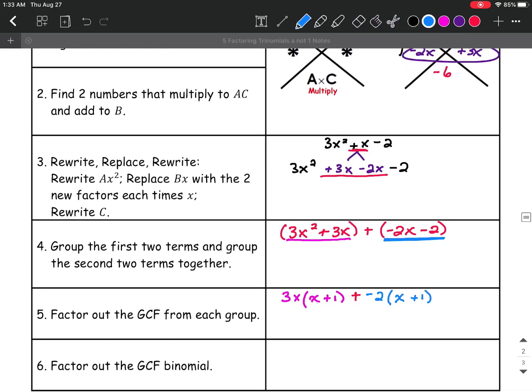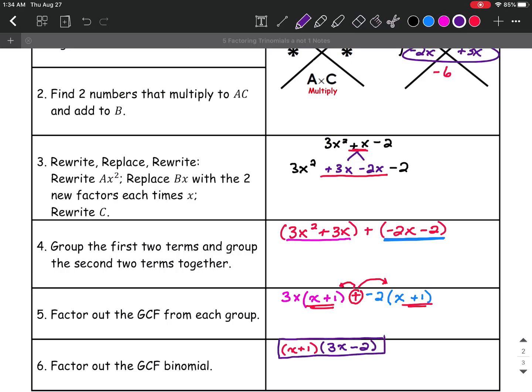Now the last step is to factor out the greatest common factor binomial. See this addition sign that's between them? Do you see something before the addition sign that's also after the addition sign? I do. I see x plus 1. And if I take out this x plus 1 from each term, what is left? That would leave me with a 3x in the first part, I've got my red plus sign, and then in the back, I've got a minus 2. So I'm not even going to write the plus. I'm going to write minus 2. And now we are factored.